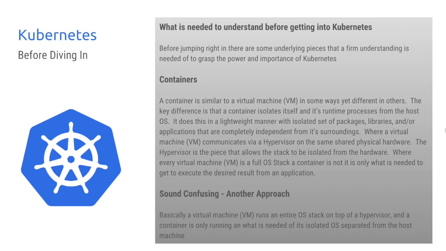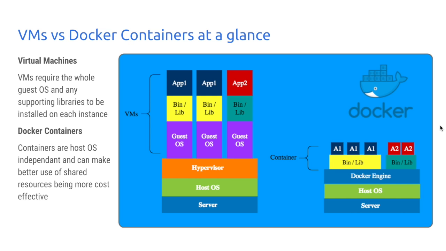So let's go into a little bit about what the differences are. I'm going to show you the diagram of what the differences are in the Docker containers at a glance. So, virtual machines versus Docker containers at a glance. This is like what I was talking about with the EC2 instances, and this is Google Compute instances too. Whenever you spin up a compute instance, the VM requires the whole guest OS and any supporting libraries to be installed on each instance. This is also true if you have your own bare metal machines and you're running virtual machines on top of these as well.